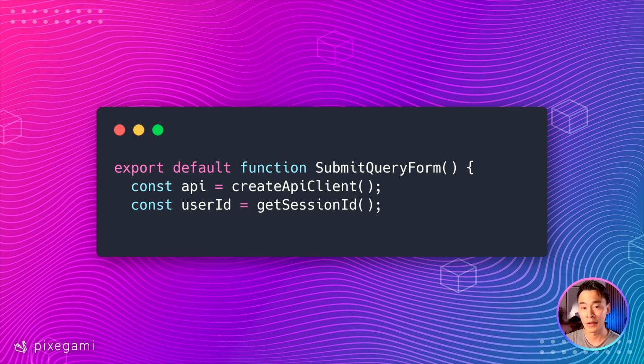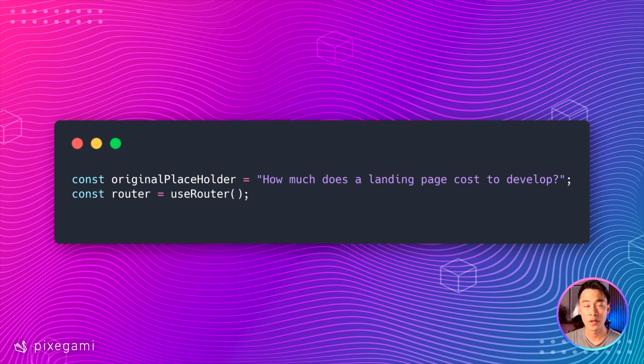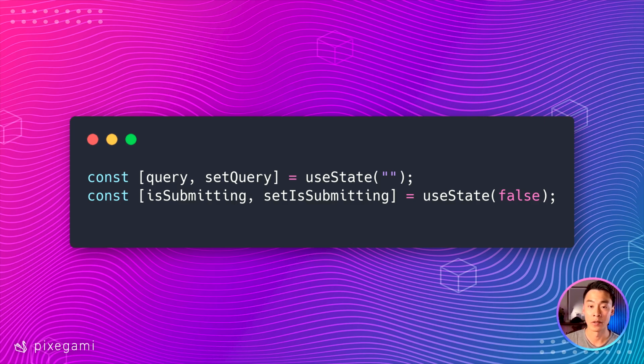Again, we're going to start off by using the utility functions that we created earlier to make the API and to get the user ID. I'm also going to use this opportunity to initialize some other stuff I need here as well. First, a placeholder question for my form, and then a NextJS router so that I can make the page navigate away after I submit a query. We'll create some useState hooks for this component as well. One to store the current query text inside of our form, and one to store the Boolean for whether or not we're in the middle of submitting a query, in which case we'll want to lock the form.